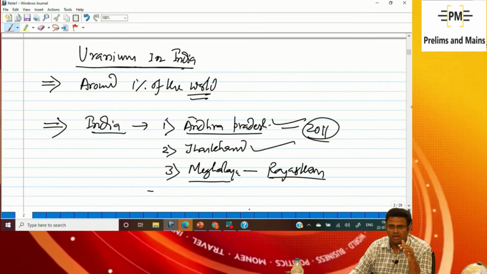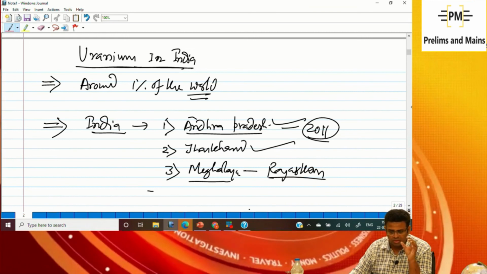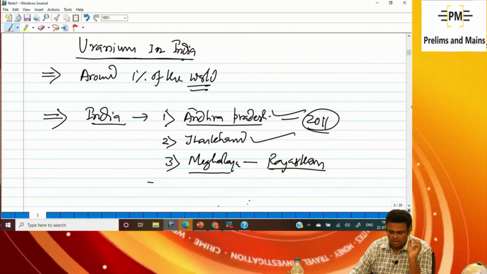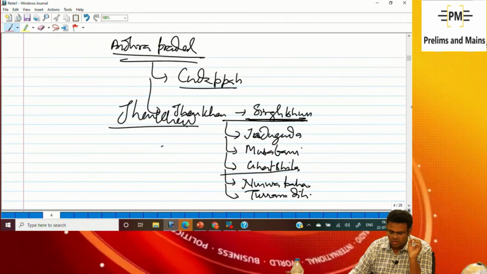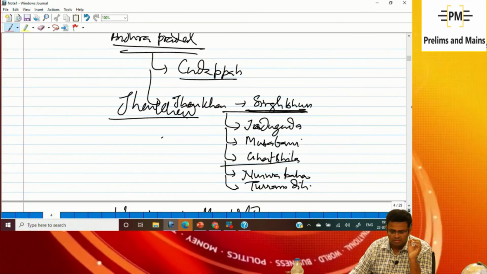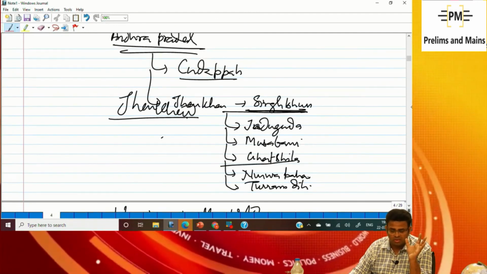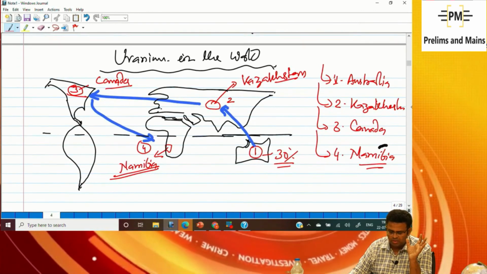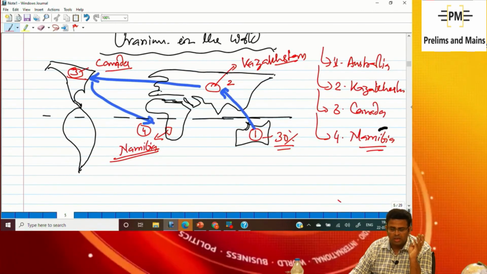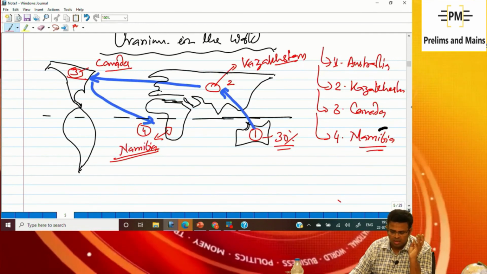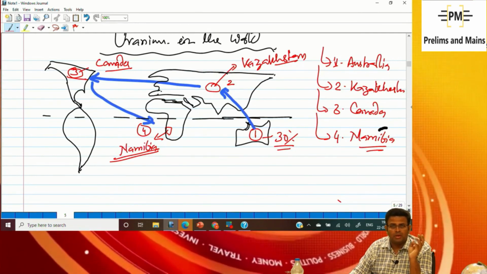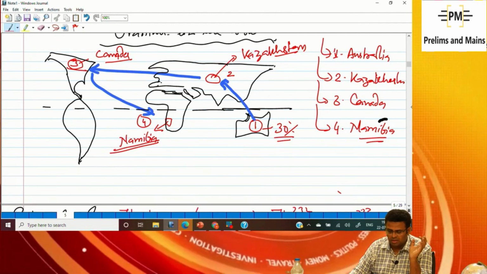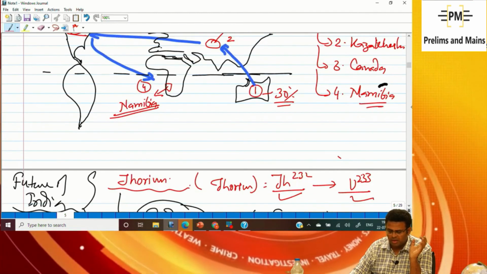I said Narwa Pahad, and in the Jharkhand Singhbhum region there is Turamdih. These are the regions I talked about; I said Andhra Pradesh and Jharkhand are the major ones. And uranium in the world, I talked about the distribution of uranium: Australia, Kazakhstan, Canada and Namibia. Understood it? I said that 30% of uranium is with Australia.